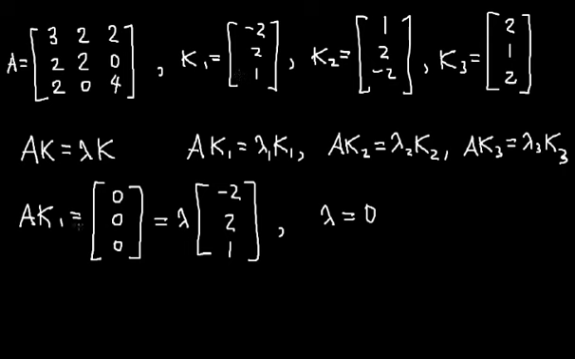Okay, so we verified that k1 is an eigenvector, and we've also found the corresponding eigenvalue. And the same should be done for the others. Now, what's this other method I was referring to? Well, the other method is to make note of the fact that this equation can also be rewritten as (A minus lambda I) times k equals 0.